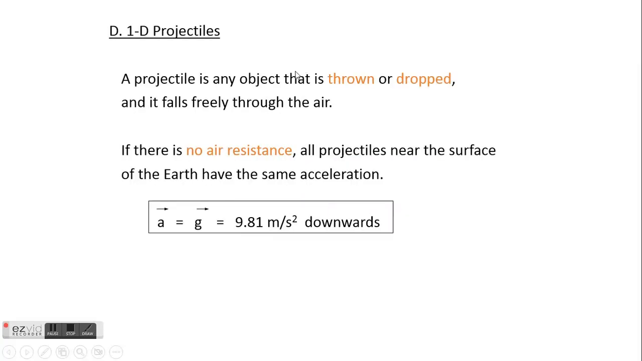All right, taking a quick look at 1D projectiles. Some of this is review from last week, but we'll get started here anyways. So anytime we throw or drop something and it's going to freely fall or fly through the air, we have a projectile. And if we are dropping it straight down or throwing it straight up or throwing it straight down, we have the instance of a one-dimensional projectile.